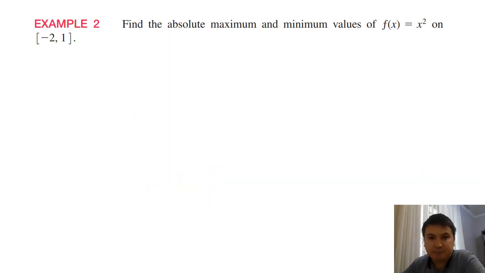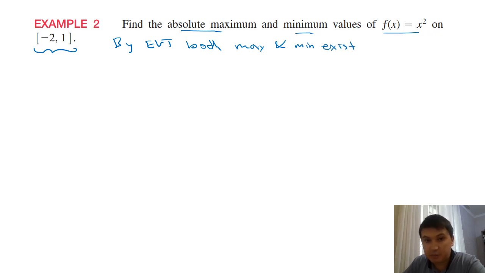Let's do examples. Let's say that I want to find the absolute maximum and the minimum for the parabola, but you remember the parabola does not have a maximum, right? However, if I restrict myself to this interval [-2, 1], then by EVT it exists, right? So by the extreme value theorem, both maximum and minimum exist, because the parabola is continuous and I have a closed bounded interval.